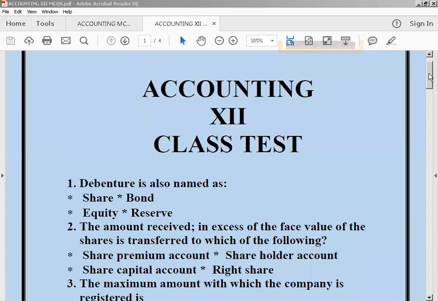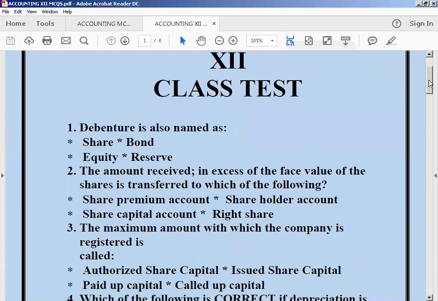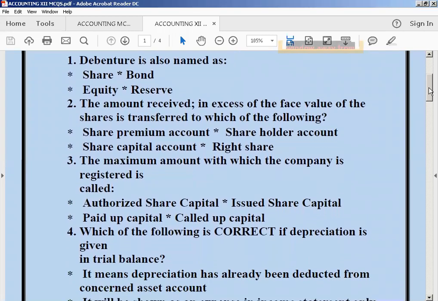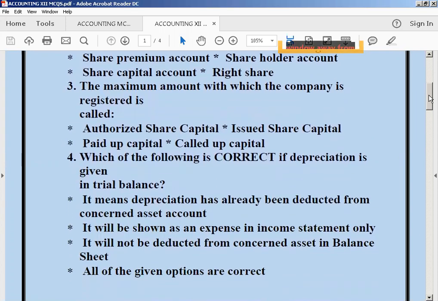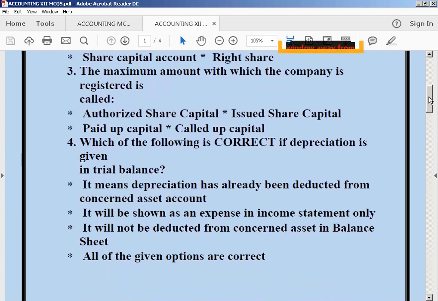Now I proceed towards your MCQ number 3. The maximum amount with which the company is registered is called dash. It is the most repeated MCQ of your past papers. The maximum amount with which the company is registered is called dash. Authorized share capital, issued share capital, paid up capital and called up capital.